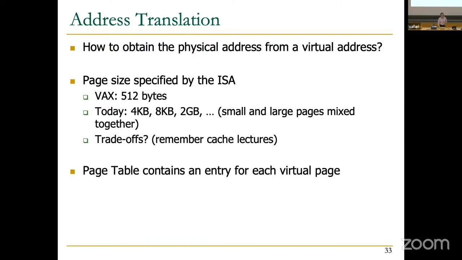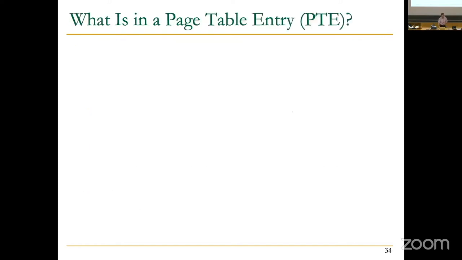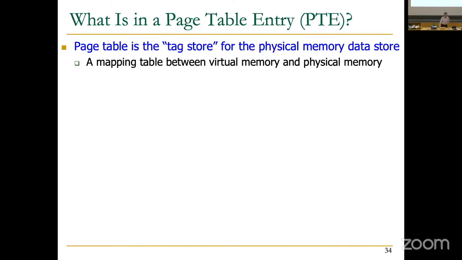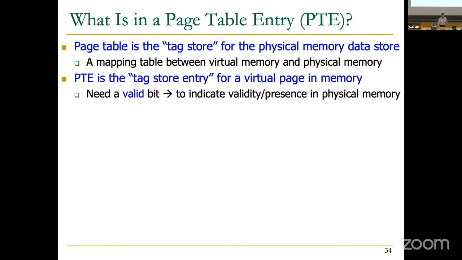And the page table contains an entry for each virtual page. Basically, it's called the page table entry. Then the question is, what is in a PTE? Let's take a look at that a little bit. And we already said that the page table is a tag store for the physical memory, right? The data store. It provides a mapping table between virtual memory and physical memory. And the page table entry is really the tag store entry for a virtual page in memory.